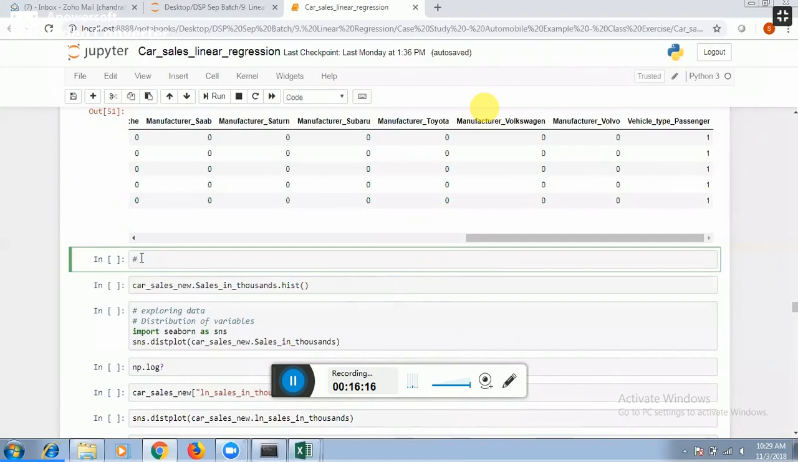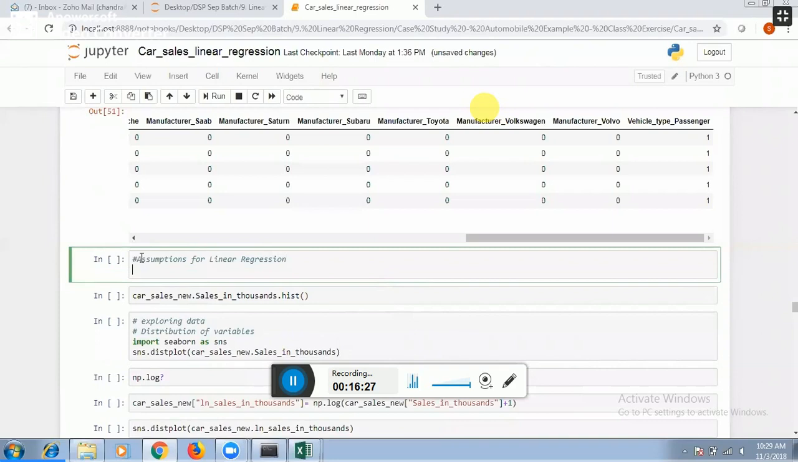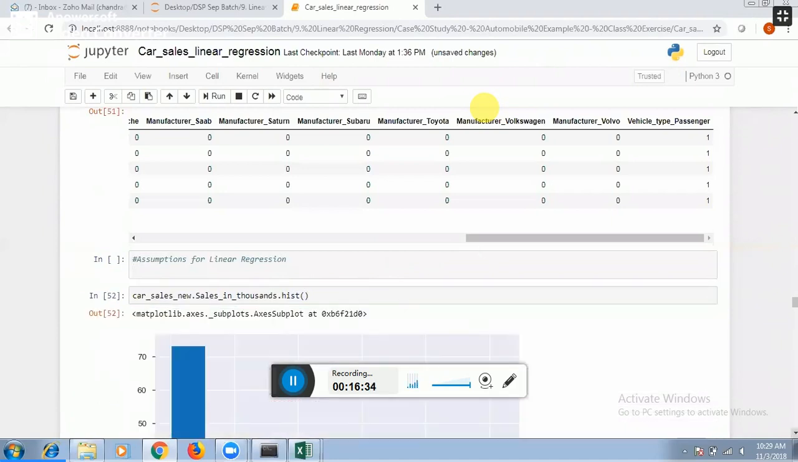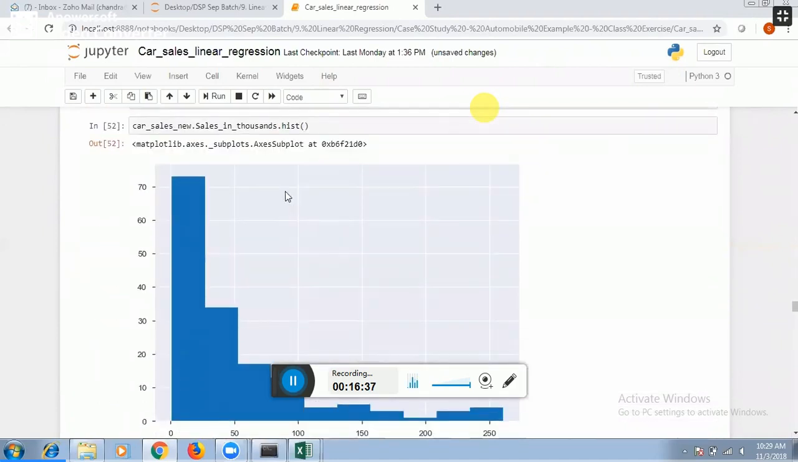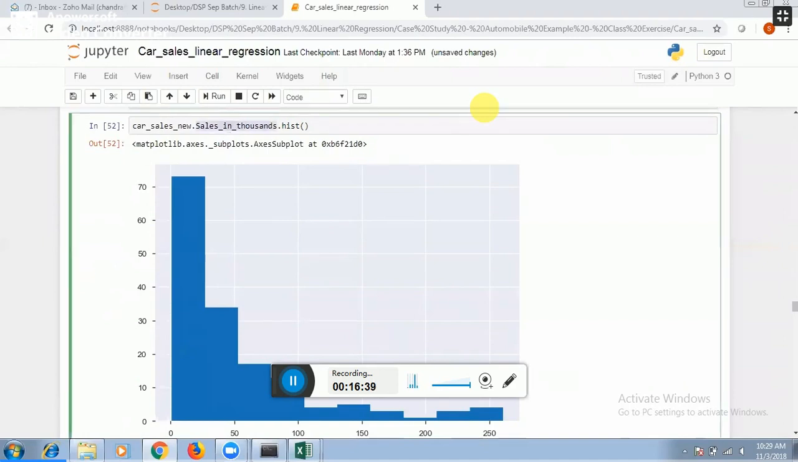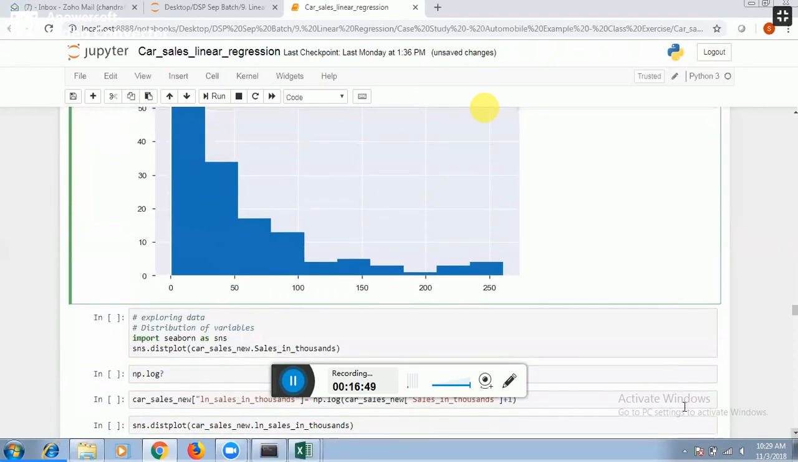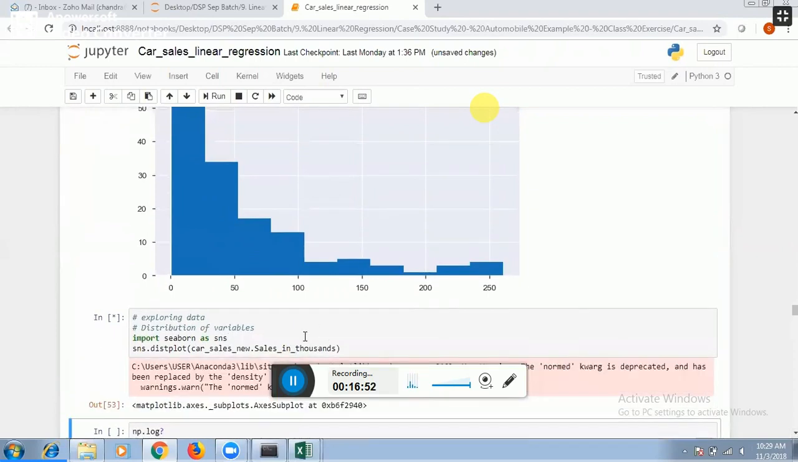So this is to check the assumptions, right? In this case, I have the data, and I'm using the hist function, which helps me get the histogram of the series. The series is what? Sales in 1000. So is it following a normal distribution? If it is not following a normal distribution, what do we need to do? Transform it. Or, as I said, this is another way of looking at it.